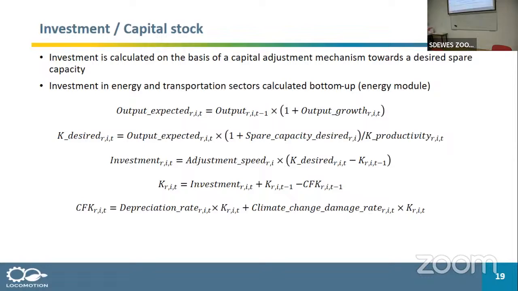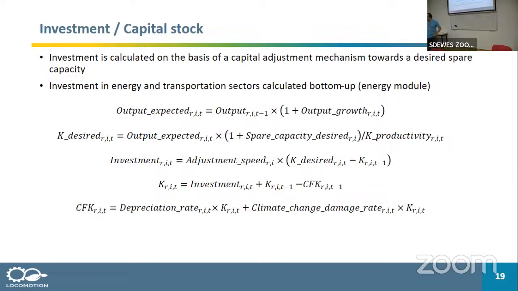So you have the output of the previous year and the output growth in the previous year as well. And this is the output expected in 1 year for each of the sectors and each of the regions. We create some expectations on the output that you are going to have to supply in 1 year based on the past. Okay? And depending on this output, so this is the output that you expect to produce, then you multiply by 1 plus the spare capacity.